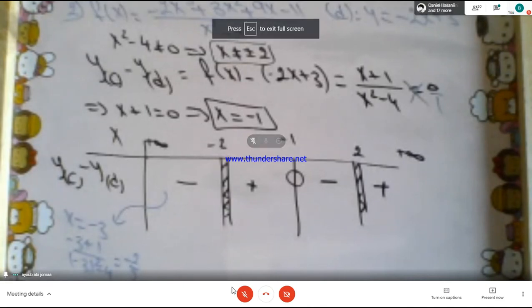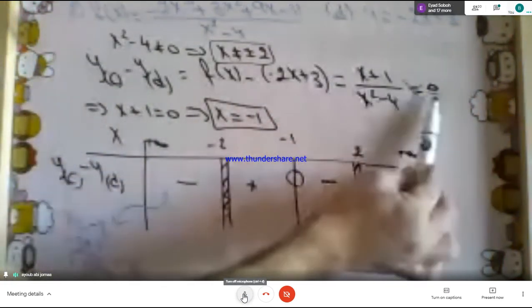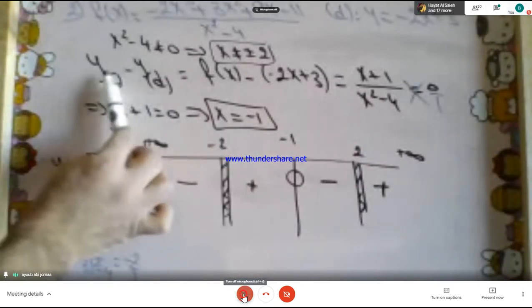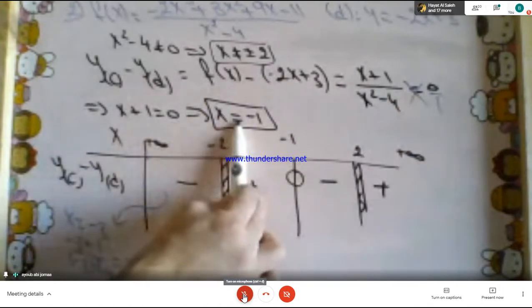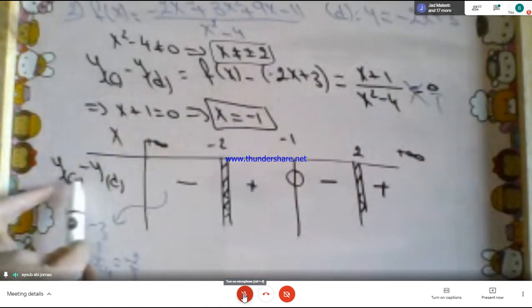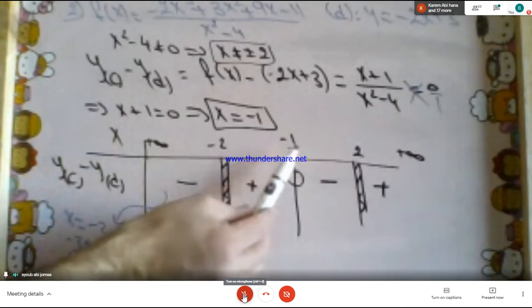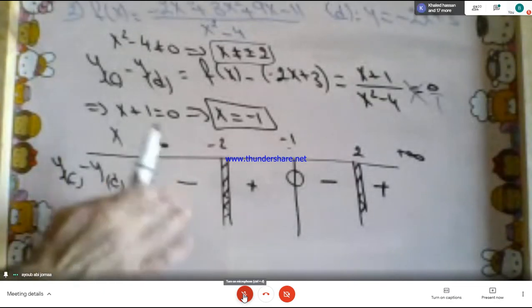But why did I put 0 at negative 1? Because yc minus yd is equal to 0 when x is equal to negative 1. So here I wrote that yc minus yd is equal to 0 when x is equal to negative 1. Okay, thank you.